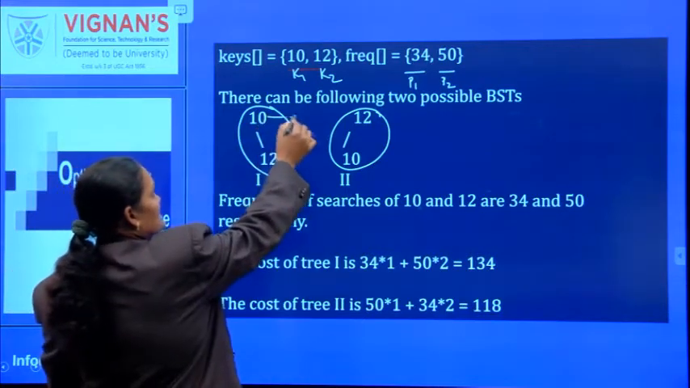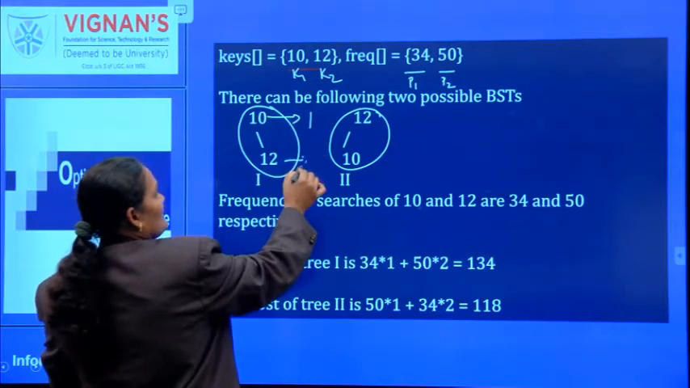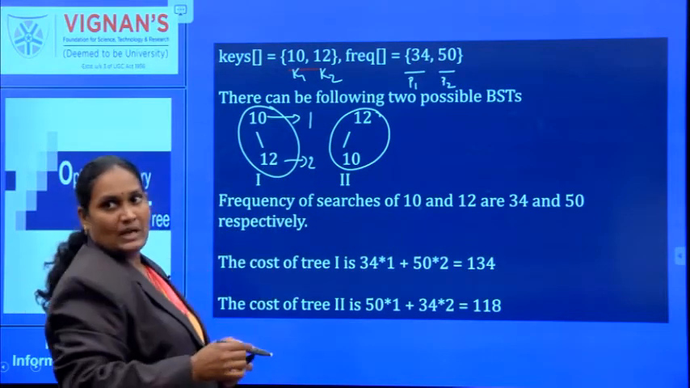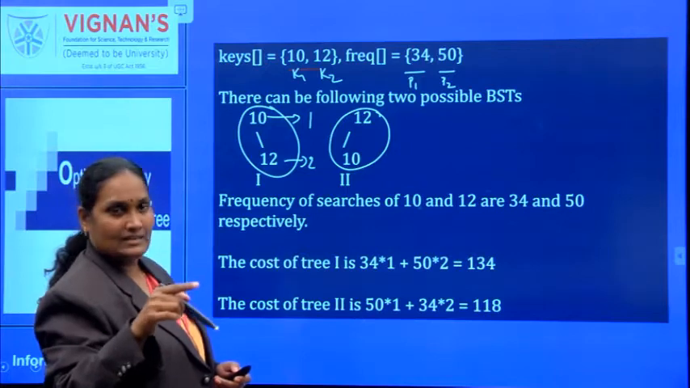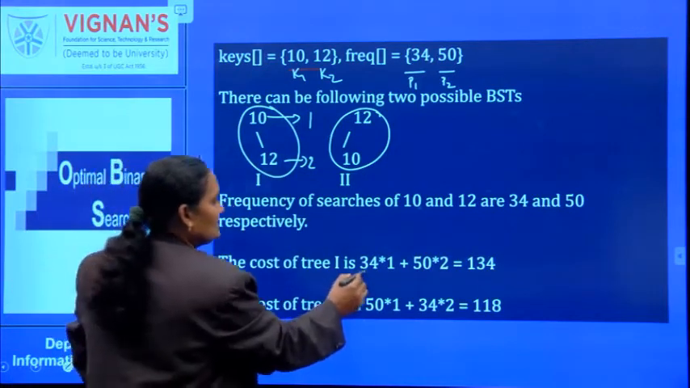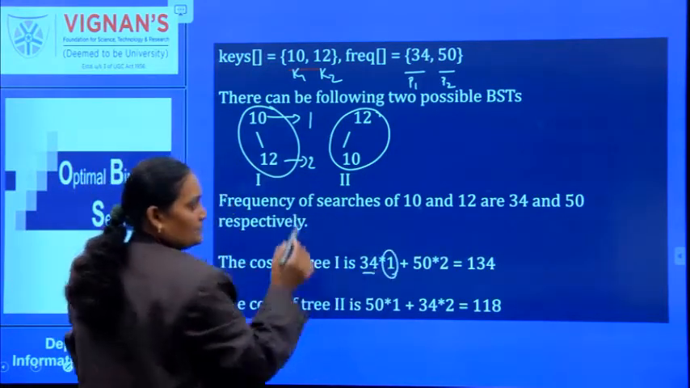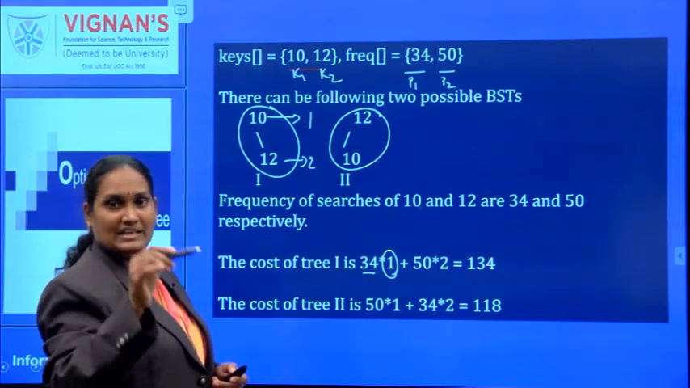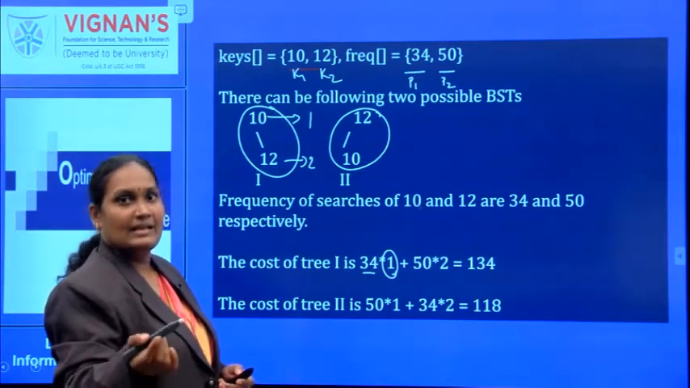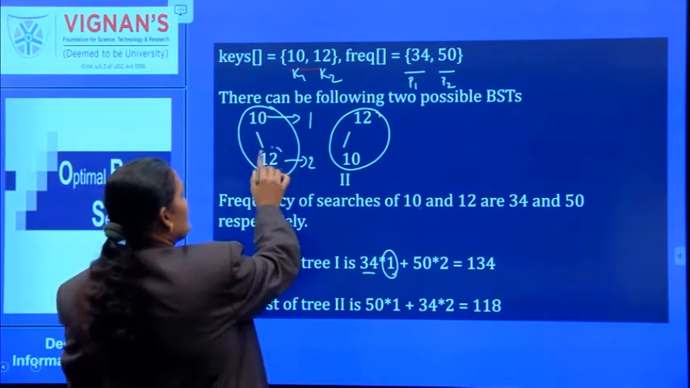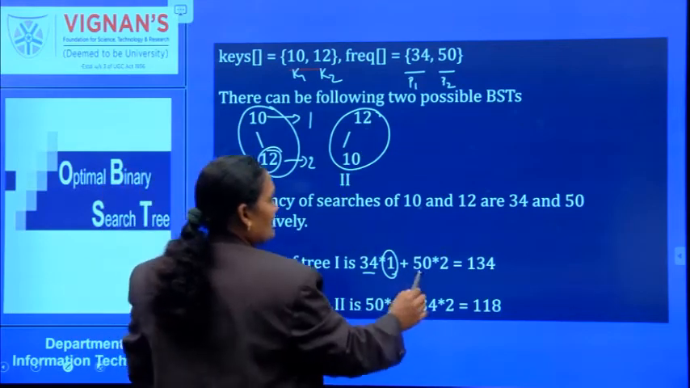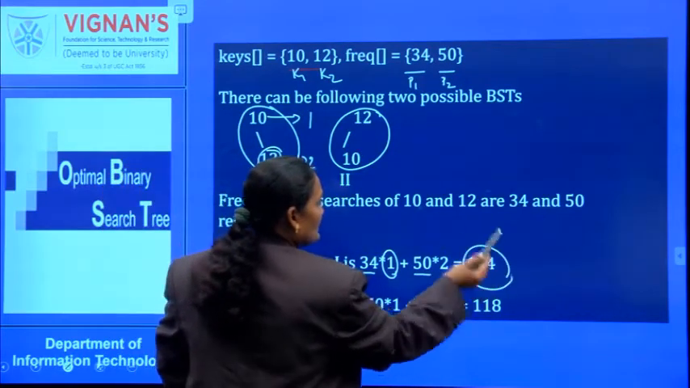Here 10 is present in level 1, 12 is present in level 2. What is the probability of searching 10? 34. So 34 into its level, the searching probability of that element into its level. Now, what is the searching probability of 12? 50. 50 into 2, which becomes 134.